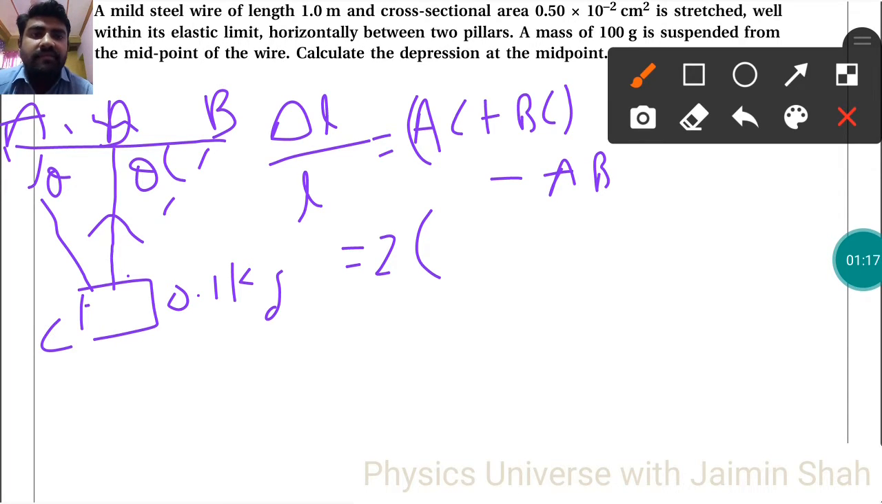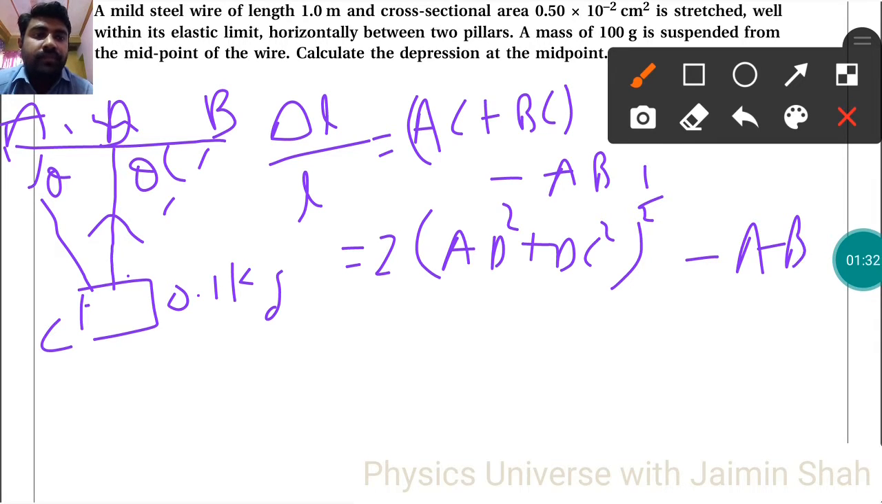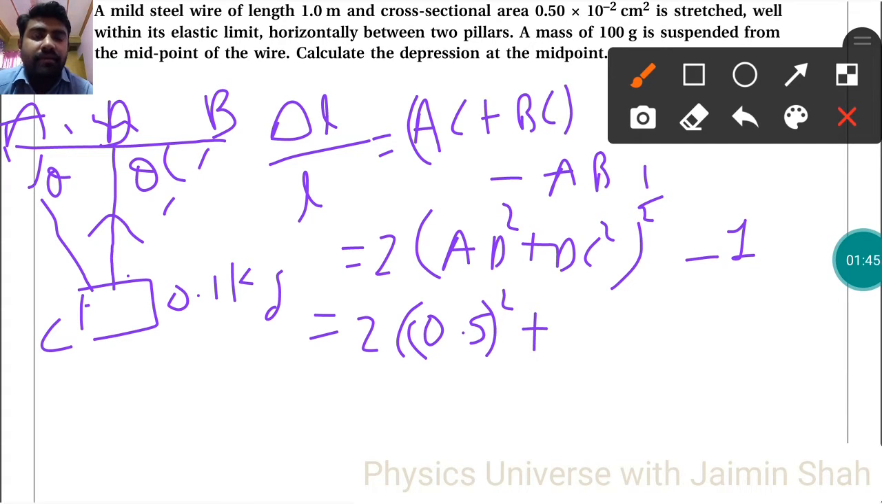square plus DC square, under root. That is our AC plus BC, and then minus AB. AB is given as 1 meter, so we can write 1 meter here. So 2 into AD square, where AD is 0.5, plus DC square, the distance, which is L square, raised to 1 by 2, minus 1.